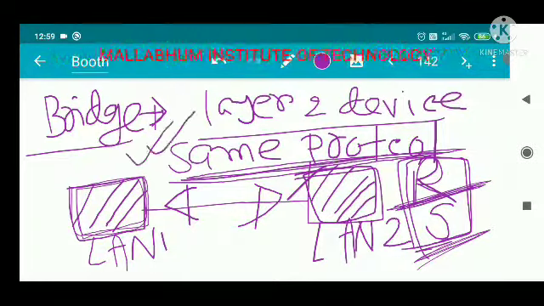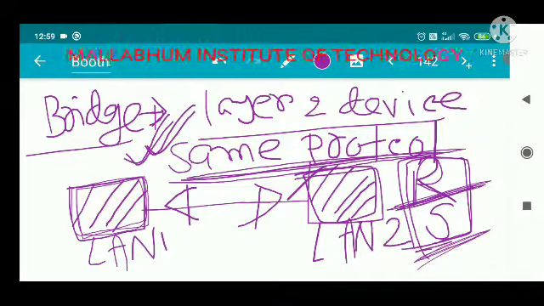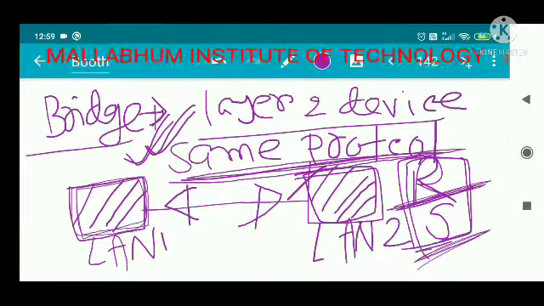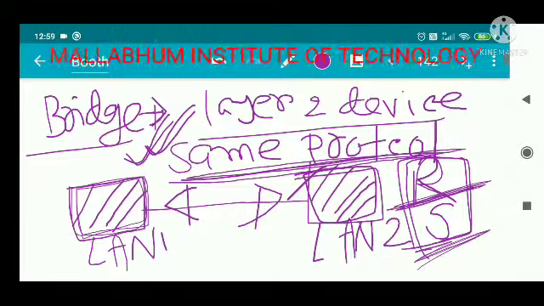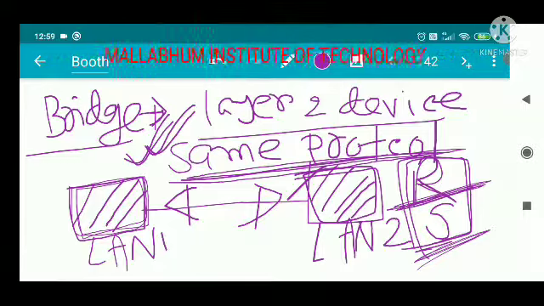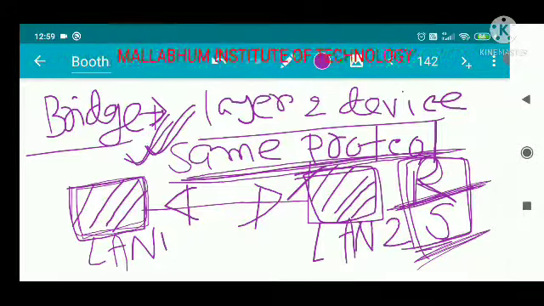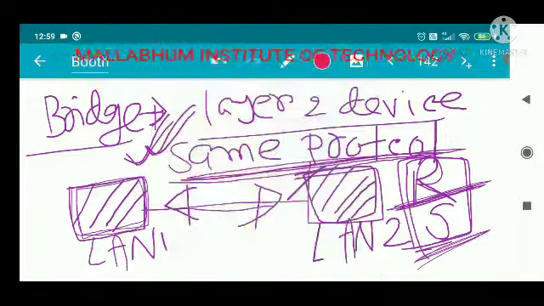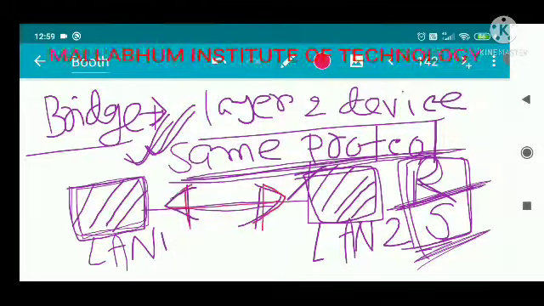The same protocol is very important, because if the protocol is different, it cannot connect the two LANs. If the two networks are running with different protocols, then it cannot connect them. So a bridge can connect only two networks with the same protocol.